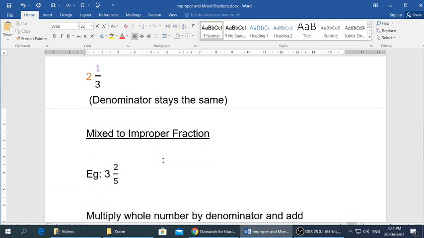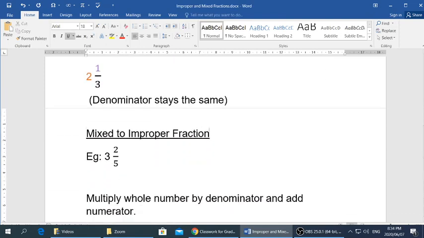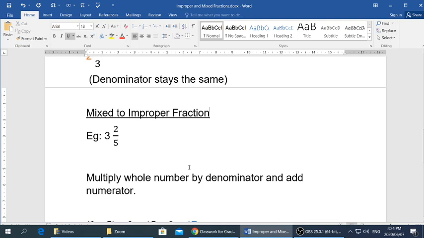Okay, now I'm going to show you the vice versa, how to do a mixed fraction to an improper fraction. Why do we need this? Because sometimes when we are doing sums, it's easier to work with an improper one. It's not for our final answer, but it'll be part of our working out, so we do need it.